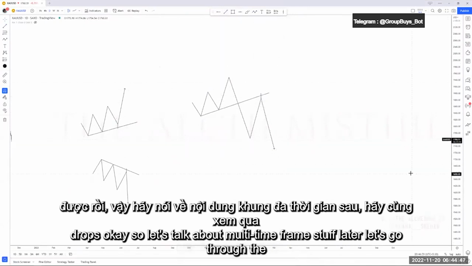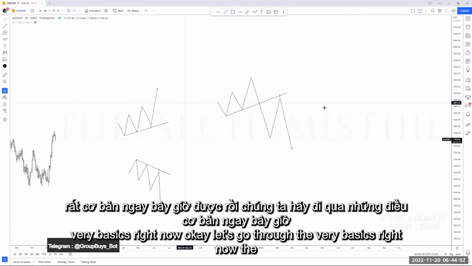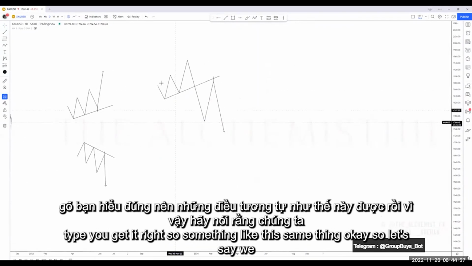So let's talk about multi-time frame stuff later. Let's go through the very basics right now. The multi-time frame stuff, let's talk about it later. So yes, this will be the second type. You get it, right? Something like this.